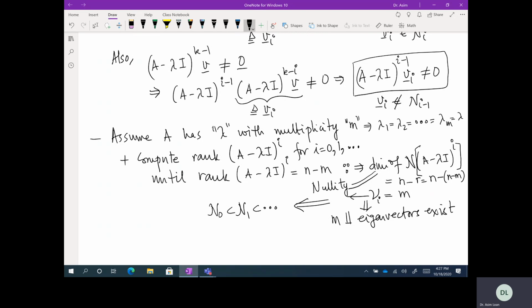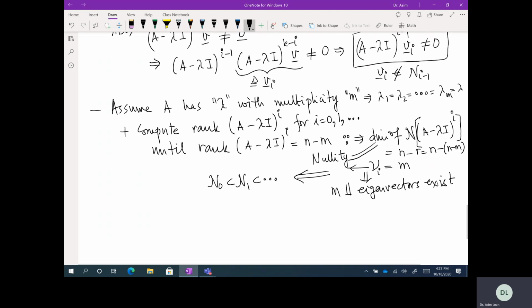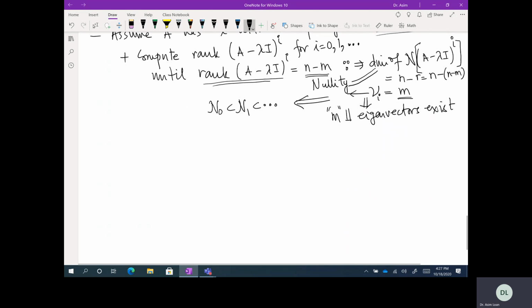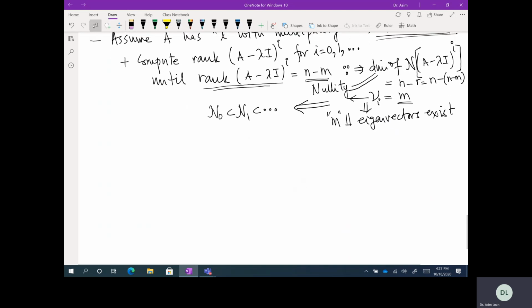And this one, that's it. And the nullity is... So you keep on computing the rank of A minus lambda I for i equal to 0, 1, up to such that the rank of A minus lambda I is n minus m. When the rank is n minus m, you stop. Why? Because then the dimension of the null space is simply m, which means you have the m required eigenvectors for each of the eigenvalues, or enough exist so that you can find the chain of eigenvectors.